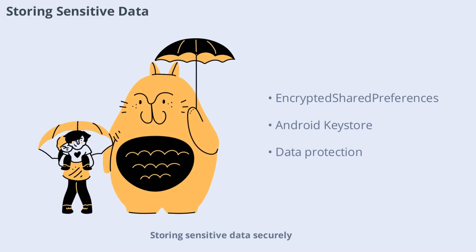Storing sensitive data securely uses EncryptedSharedPreferences or Android Keystore. These tools protect user information and comply with security standards, ensuring your app is safe and trustworthy.